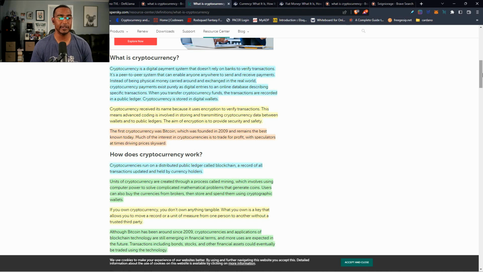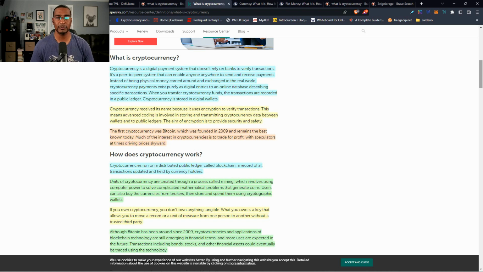Cryptocurrency received its name because it uses encryption to verify transactions. This means advanced coding is involved in storing and transmitting cryptocurrency data between wallets and to public ledgers. The aim of encryption is to provide security and safety. The first cryptocurrency was Bitcoin, which was founded in 2009 and remains the best known today. Much of the interest in cryptocurrency is traded for profit, with speculators at times driving the prices skywards, meaning that some people are holding really tight, and then some people are dumping really fast, and that makes it so volatile. And it's also because the ecosystem is so small.